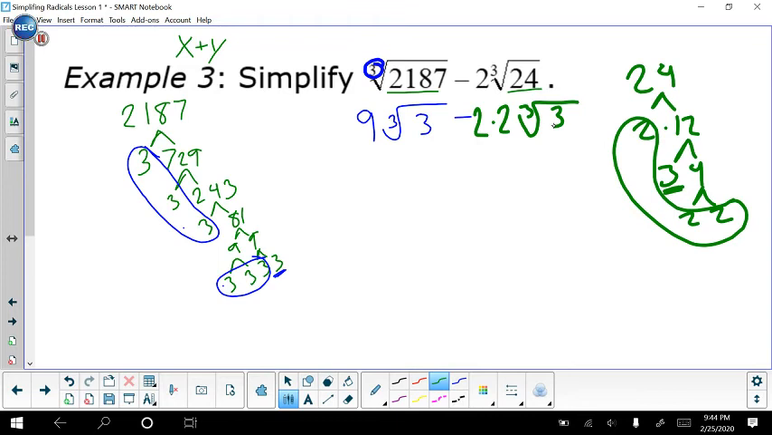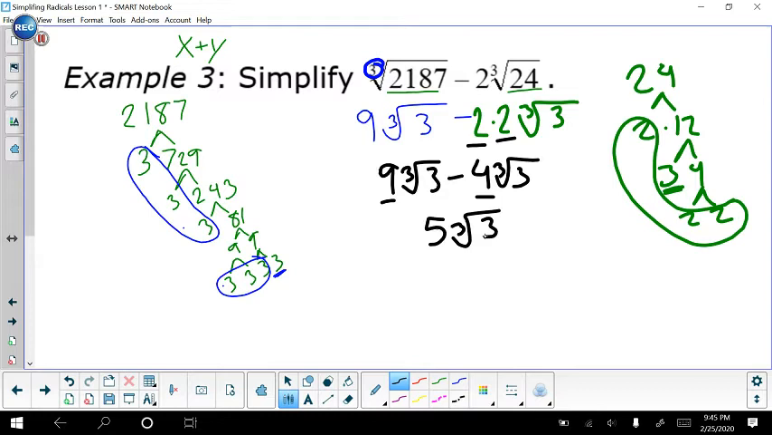And what we're going to do now is simplify the coefficients. This 2 times 2 needs to be simplified, so that's just going to be 9 cube root 3 minus 4 cube root 3. All right, now notice the coefficients, we have 9 and we have negative 4. Okay, 9 minus 4, that's just going to give us 5 cube root 3 as our simplified answer.